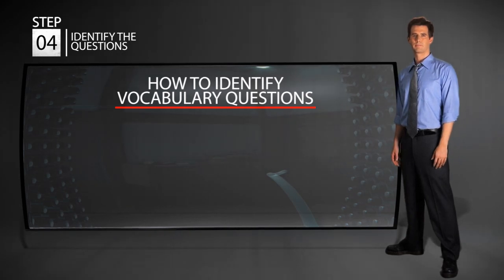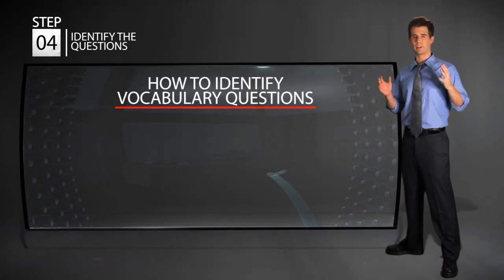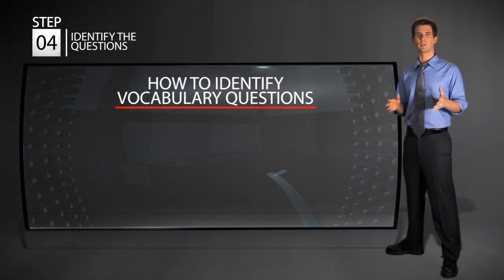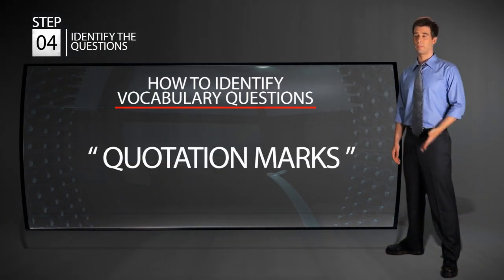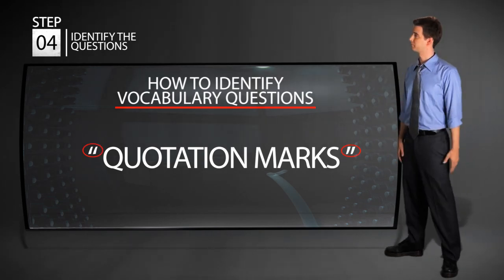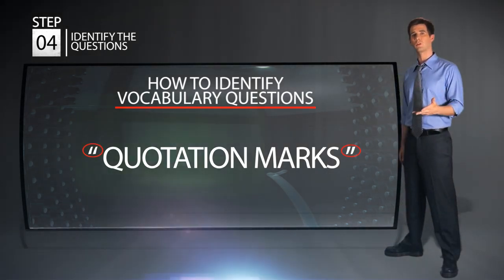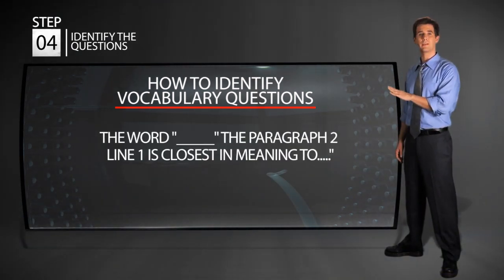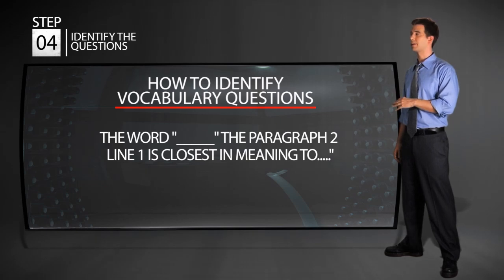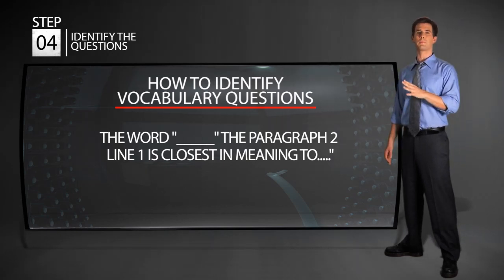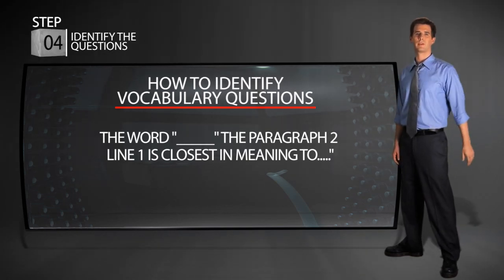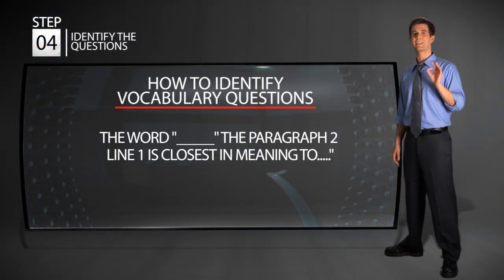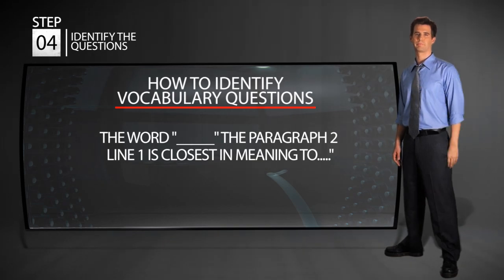Vocabulary questions. Vocabulary questions are very easy to identify because they'll usually have a word in quotation marks. These are quotation marks. Also, the question will be stated like this. The word in paragraph 2, line 5 is closest in meaning to. If you see those quotation marks or that type of question, you know it's a vocabulary question.